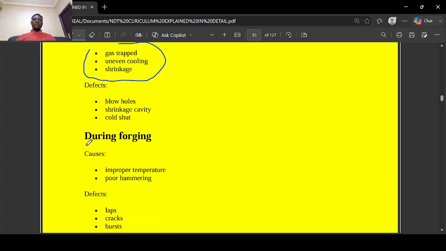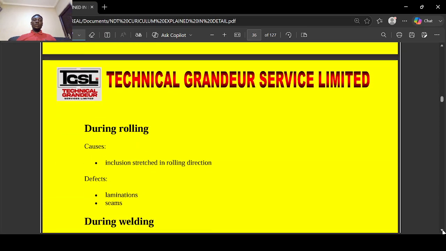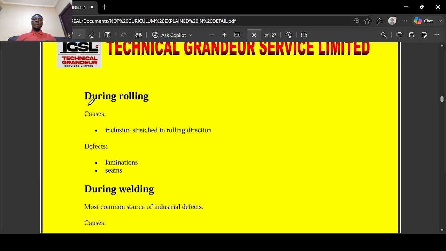Then during forging, defects relating to forging. What are the causes during forging? Improper temperature, poor hammering. The defects mainly seen in the course of forging are laps, cracks, and bursts. During rolling, the cause is inclusions stretched in the rolling direction, giving lamination and seams.